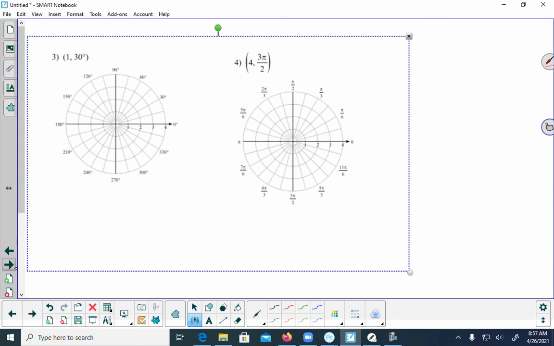Number 3 is also 30 degrees, but it has a radius of 1, so it's going to go right there. And finally, I have 3 pi over 2, which is this angle down here, positive 4, and there's my dot. Remember, if it's negative, you hop the pole and go on the other side.